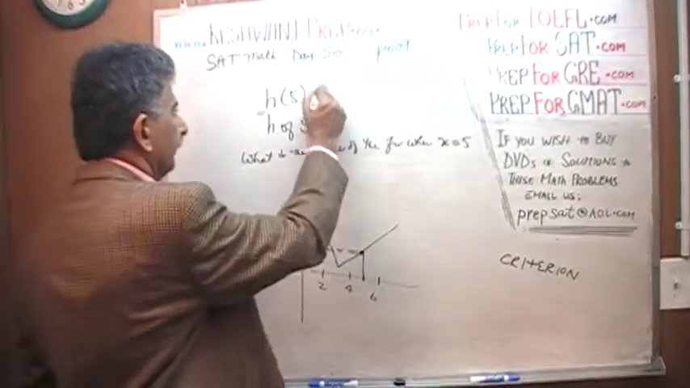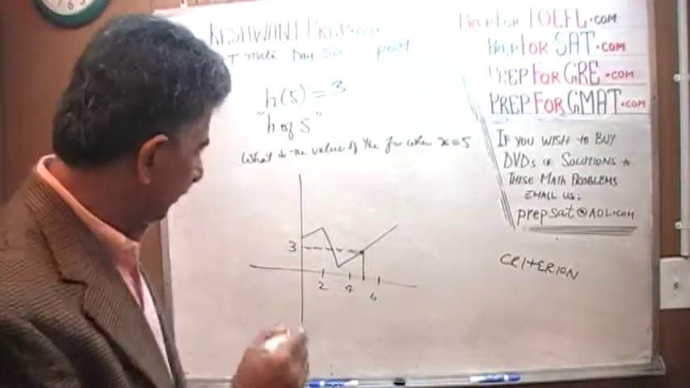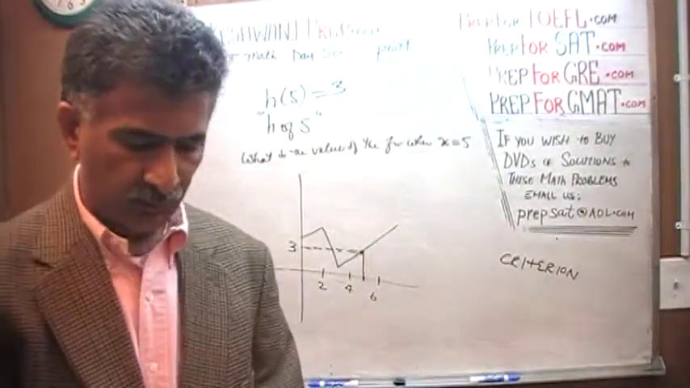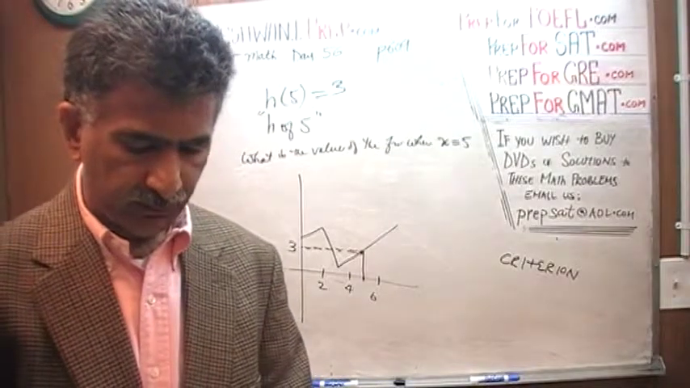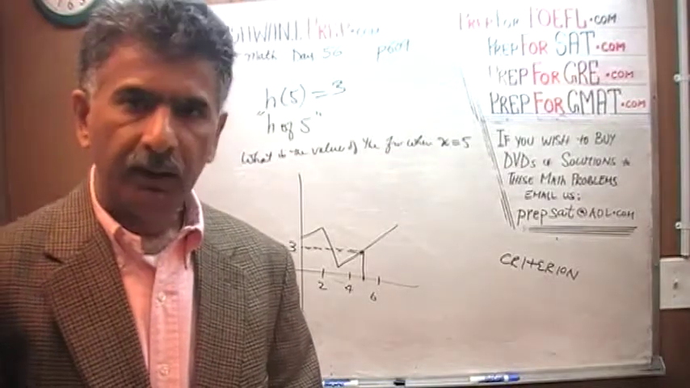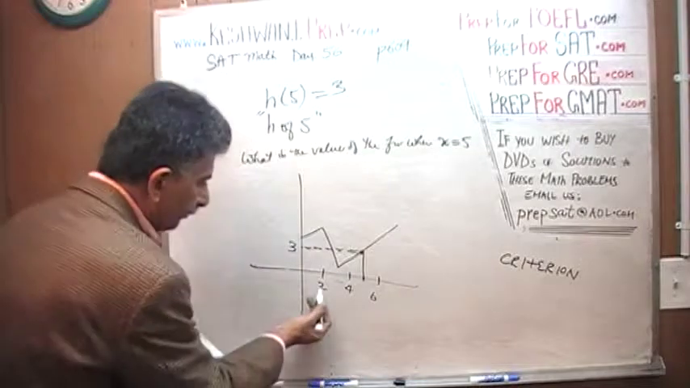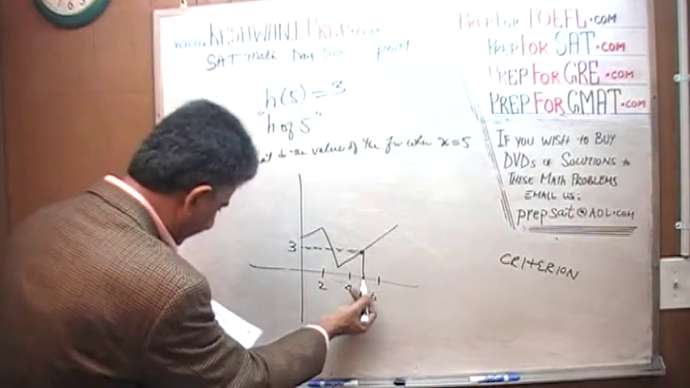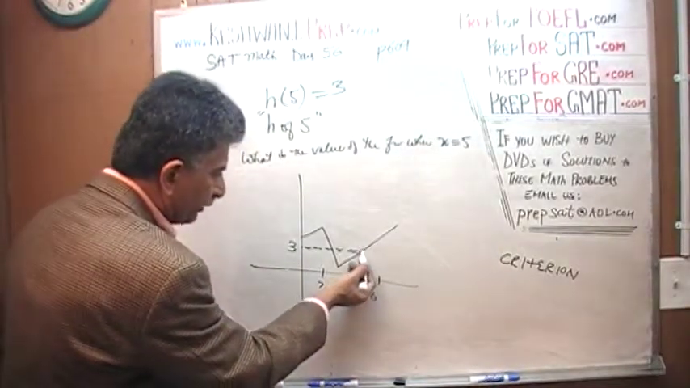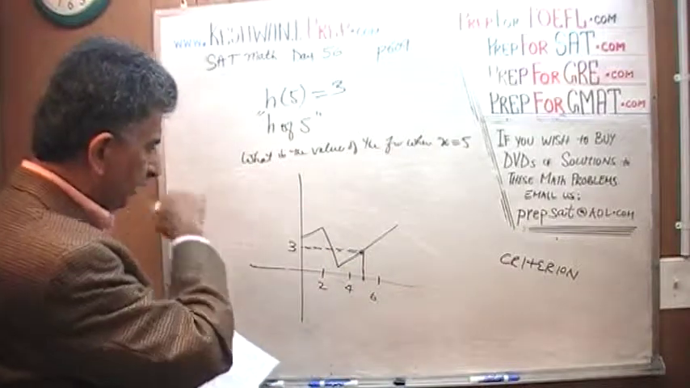H of 5 equals 3. Just look at the chart. Don't depend on my chart there because I did not do a very good job of plotting it. But if you look at the chart, and if you go to the 5, 2, 4, 6, so look at the 5 in the middle, and just go up to the chart, and read it across on the y-axis.